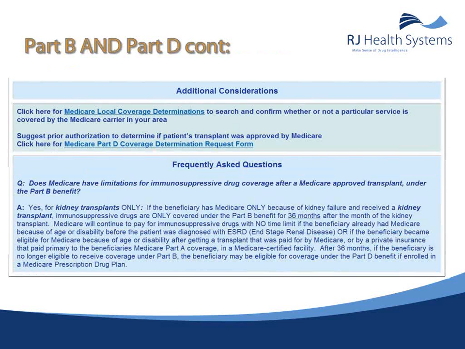We will always link you over to the LCD coverage determination, as well as a link to the provider prior authorization form. Then we'll also provide you with frequently asked questions. In this case, for Imuran, does Medicare have limitations on immunosuppressive drug coverage after a Medicare-approved transplant under the Part B benefit? And you can see that there is some consideration taken. It's for kidney transplant only. It must be covered in the benefit for 36 months after the kidney transplant. There's a few other considerations.